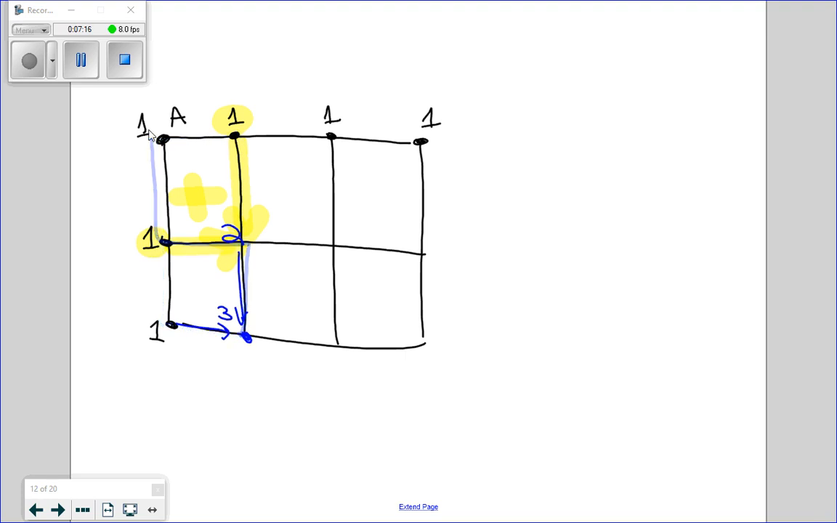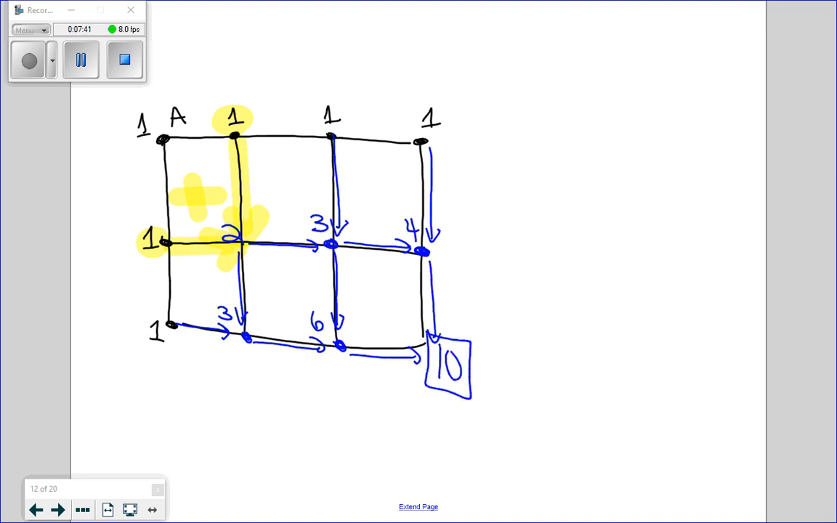So, how many ways are there to get to this corner? 3. How many ways are there to get to this corner? 6. 3 plus 3. How many ways are there to get to this corner? 3 and 1 is 4. How many ways are there to get to this corner? Looky there. Counting corners. Way more fun.